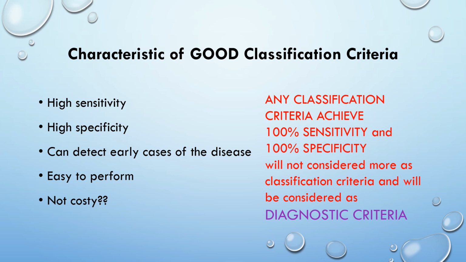The general rule is that when I increase the sensitivity of the criteria, I will decrease the specificity, and vice versa. So it is very, very hard to achieve 100% both sensitivity and specificity. And in fact, in rheumatology, in all rheumatic diseases until now, the year 2024 AD, there are no diagnostic criteria in rheumatology. All of our criteria are still classification criteria, and this is a rheumatology capsule.